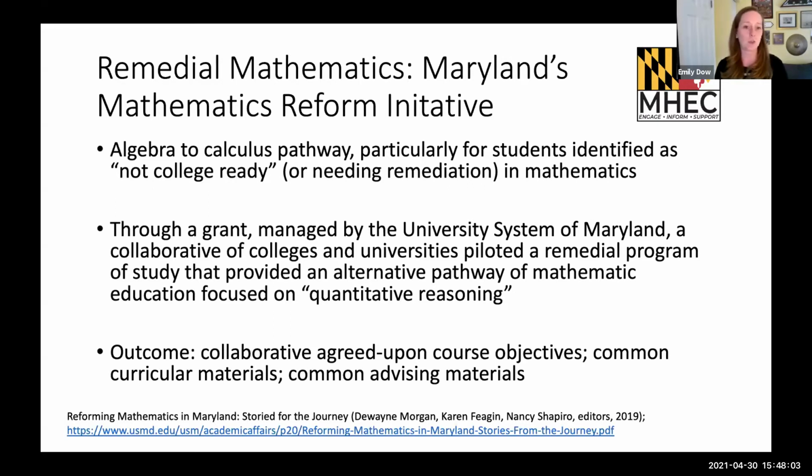Students who are deemed needing remediation, or deemed not necessarily college ready in mathematics, traditionally only have that algebra calculus route. And so the University System of Maryland received a grant called the Maryland Mathematics Reform Initiative, where a number of institutions gathered together, both our community colleges and our four-years, to identify alternative pathways around remedial education.